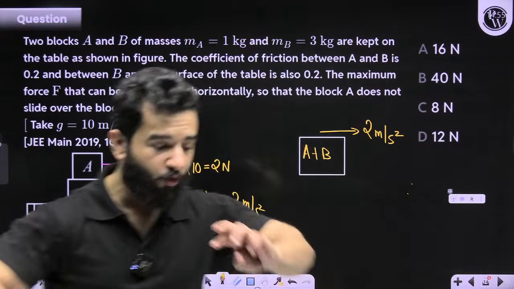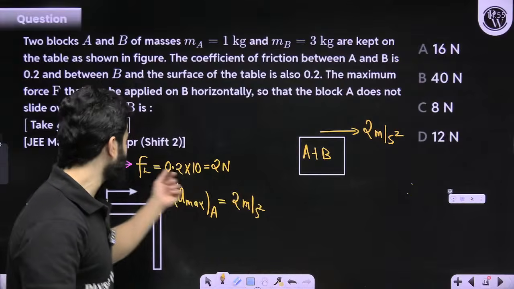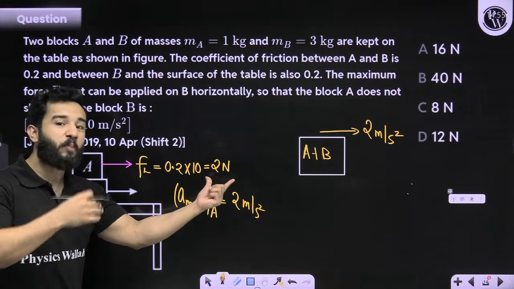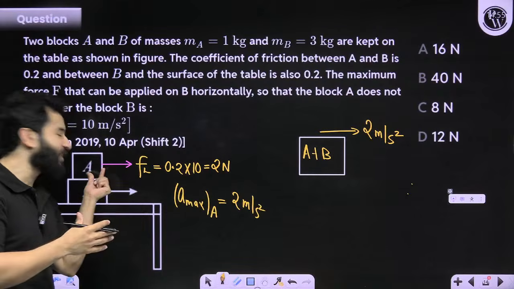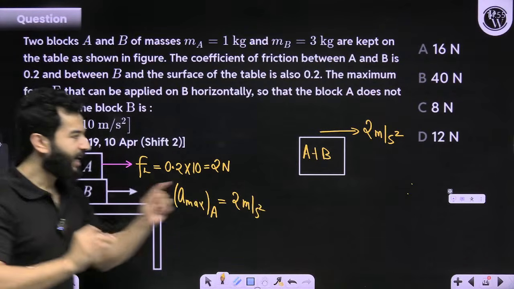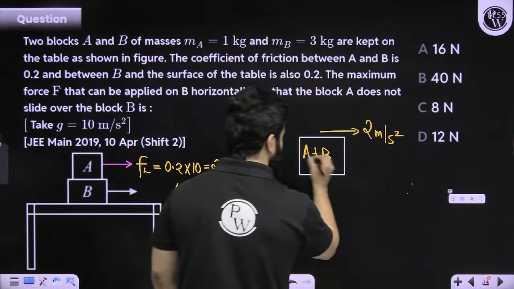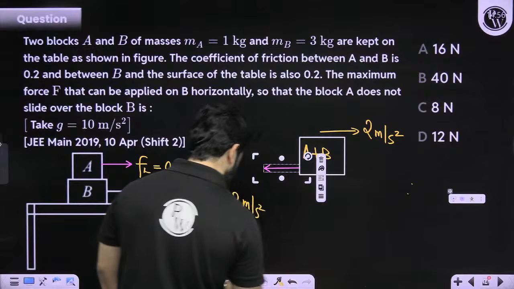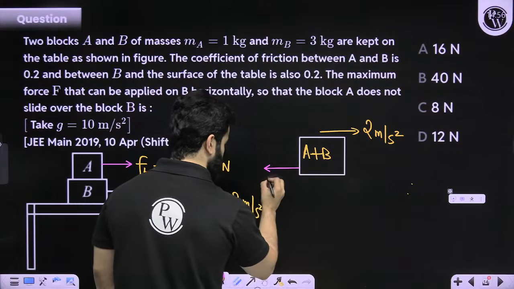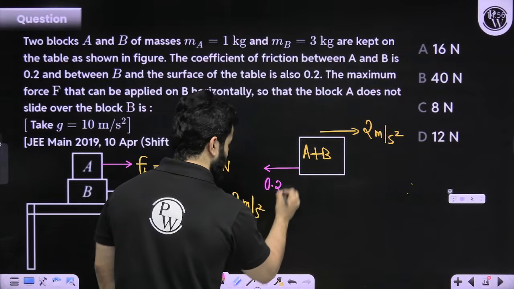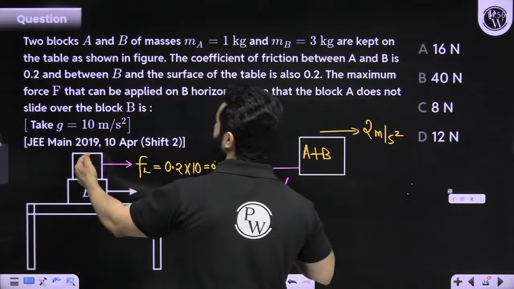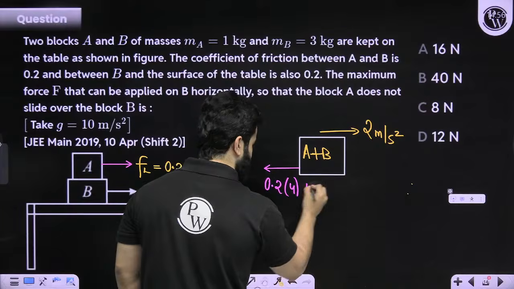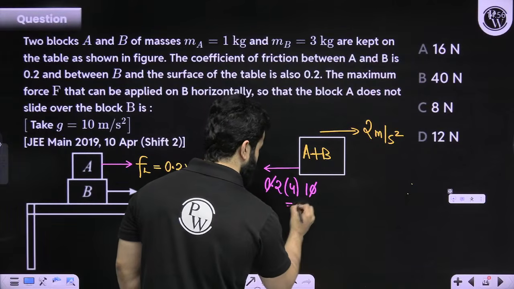Because if it will move more than this, then friction force cannot supply that much force. It cannot provide that much acceleration and it will start to slide. Got it? Now for A plus B, please understand we are going to draw a friction force in backward direction, and this is going to be mu, which is 0.2, into mass. Mass will be 1 kilogram and 3 kilogram, that is 4 kilogram multiplied by 10. So this is going to be 8 Newton.